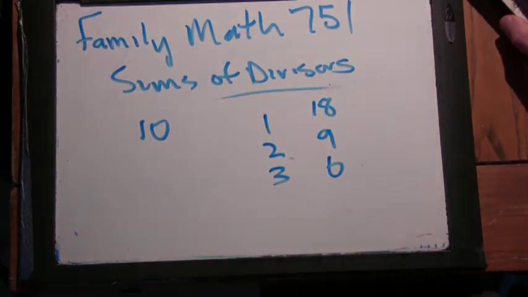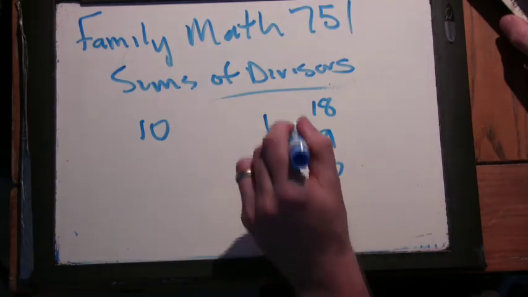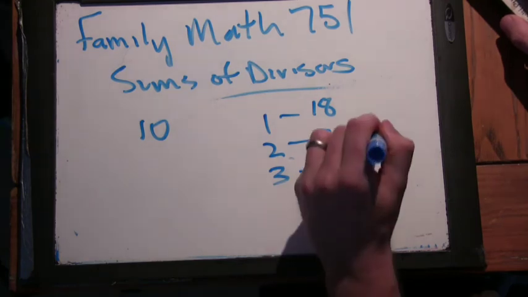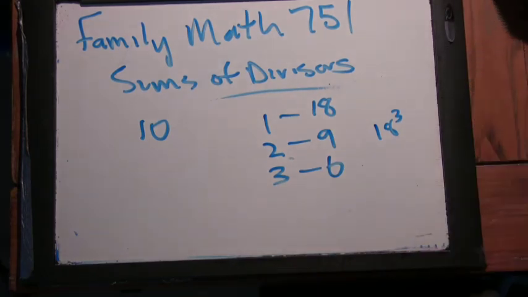Alright, what do we get here? Do we get a square when we multiply them all together? Because I get 18 times 18 times 18. Is that a perfect square? That's 18 cubed, but it's not a perfect square. Okay, what's a different number whose product of divisors is not a perfect square?